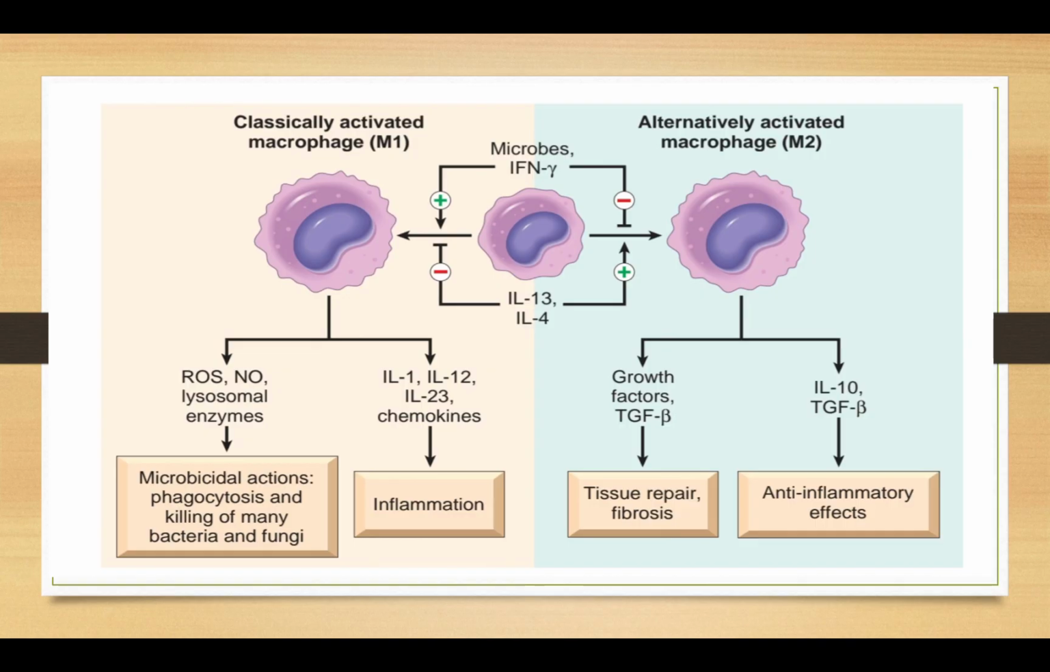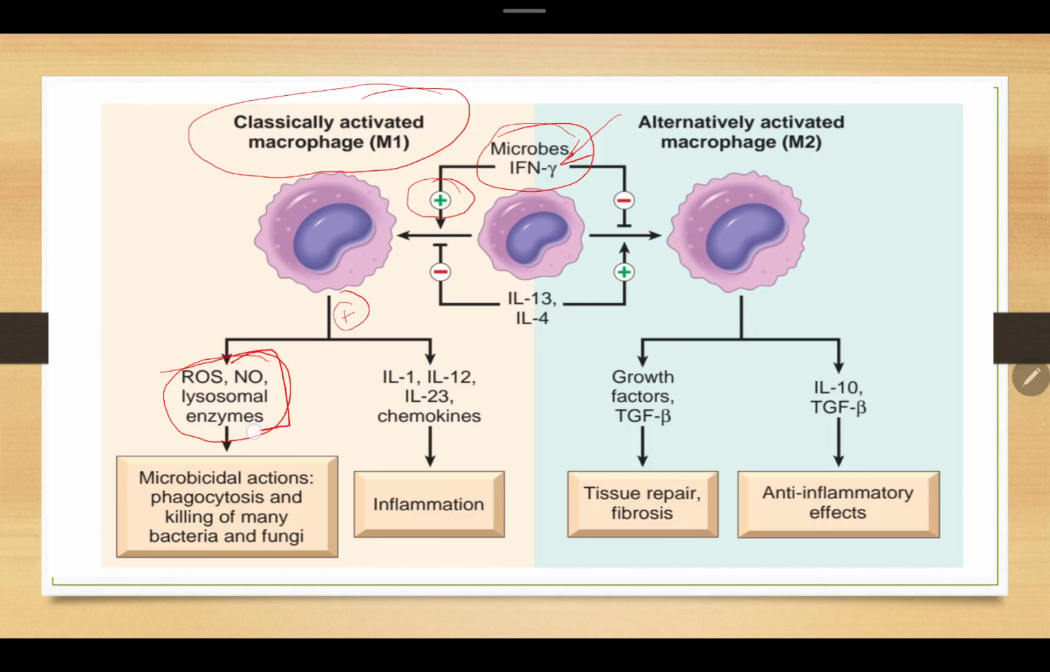We know chronic inflammation is associated with persistent infection. When there is a persistent infection, it is mostly caused by microbes or associated with the release of interferon gamma. These microbes or the interferon gamma will activate the macrophages. So there are classically activated macrophages. These classically activated macrophages are stimulated and cause the release of reactive oxygen species, nitric oxide and lysosomal enzymes. The reactive oxygen species, nitric oxide and lysosomal enzymes cause microbicidal action, phagocytosis, and killing of many bacteria and fungi.